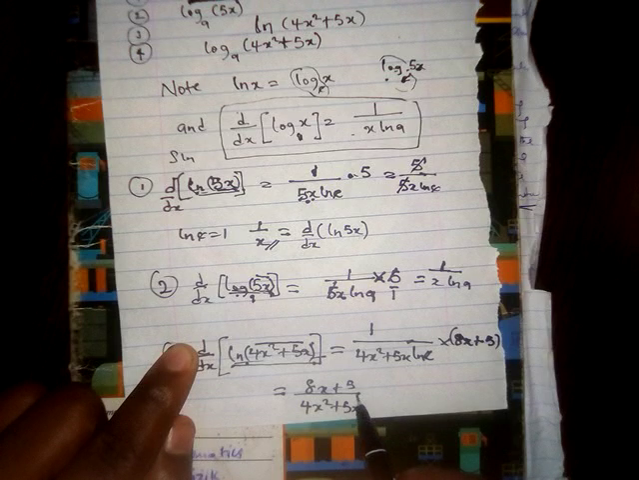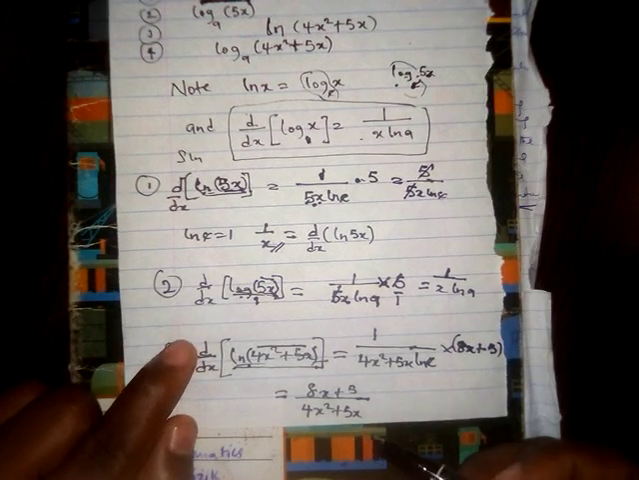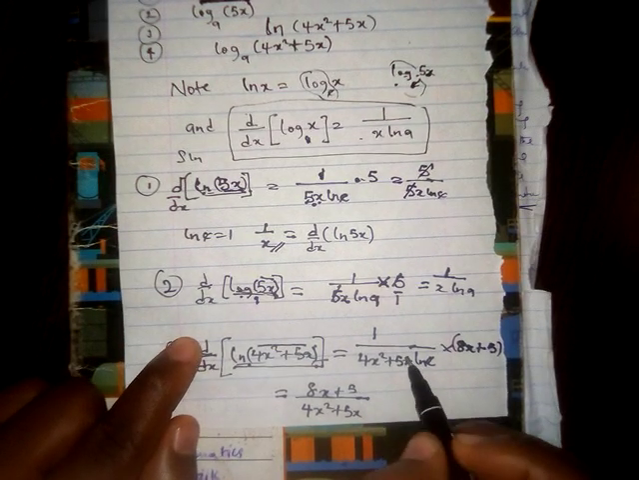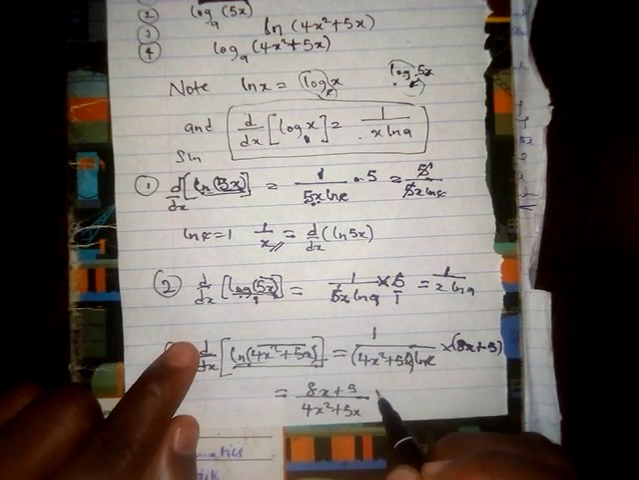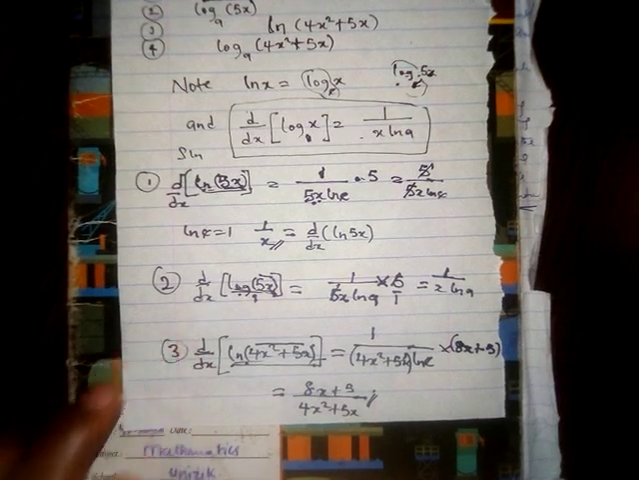Remember, ln e is already what? Ln e is 1, so this is your answer. Now that's for number 3.